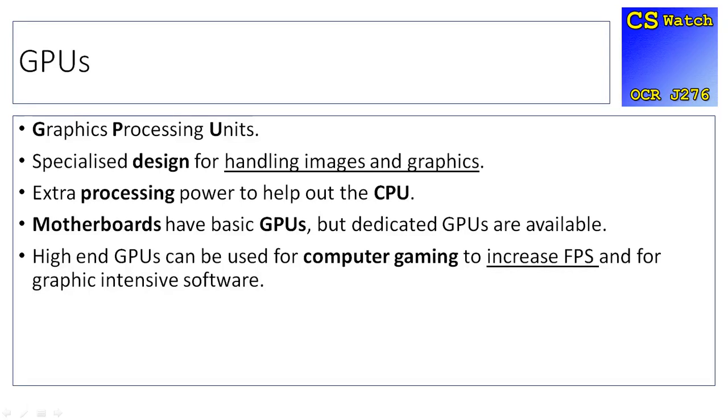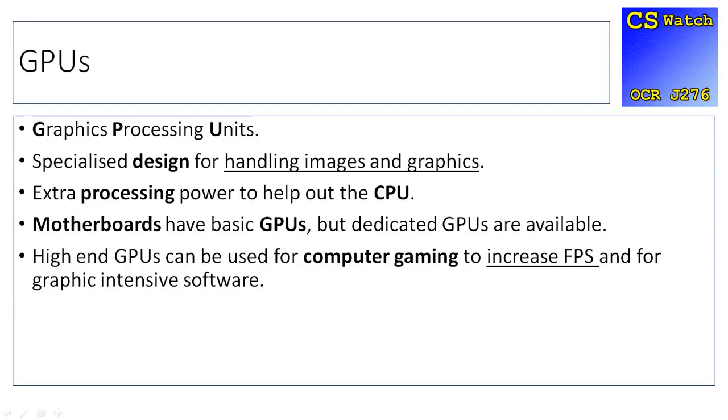Another way you can increase the system performance is by adding a GPU. Some people call them graphics cards. GPUs are specially designed processors for handling images and graphics. So straight away, with my gaming PC, I've got a nice GPU in there because I play a lot of World of Warcraft. Because of that, the GPU has extra processing power to help out the CPU. So straight away, there's another core in there which can help out the processing, but it's got a particular focus on images and graphics.